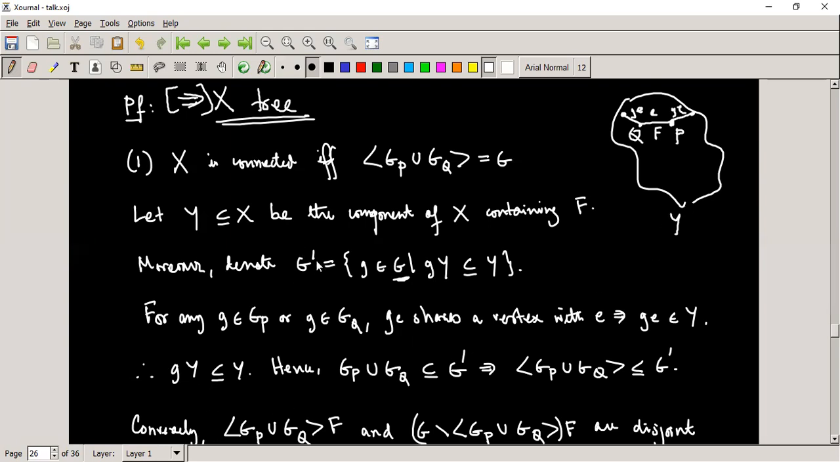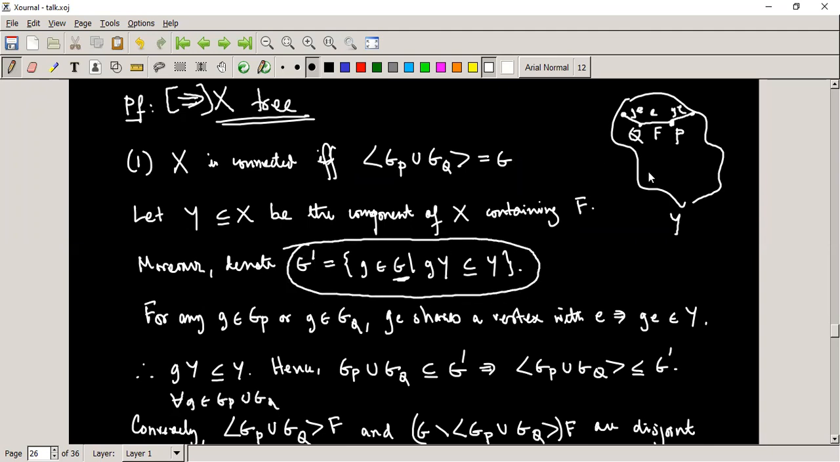So for all g in G_P or G_Q, gY is contained in Y, right? Because anything in Y is really something which is connected to e. But the property of being connected with e is preserved under multiplication by elements of stabilizers of the vertices. So gY is in Y for all g in G_P union G_Q. So what this means is that the group generated by G_P union G_Q is a subgroup of G prime, the stabilizer of this component.